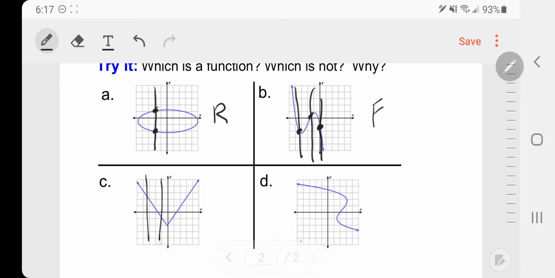C, again, no matter where I draw a vertical line, each of these is only going to cross our graph one time, it looks to be, so this is also a function. And here, let's draw a couple of lines. This one's fine, but as soon as we get to this one, it's 1, 2, 3 points, so that is a relation.